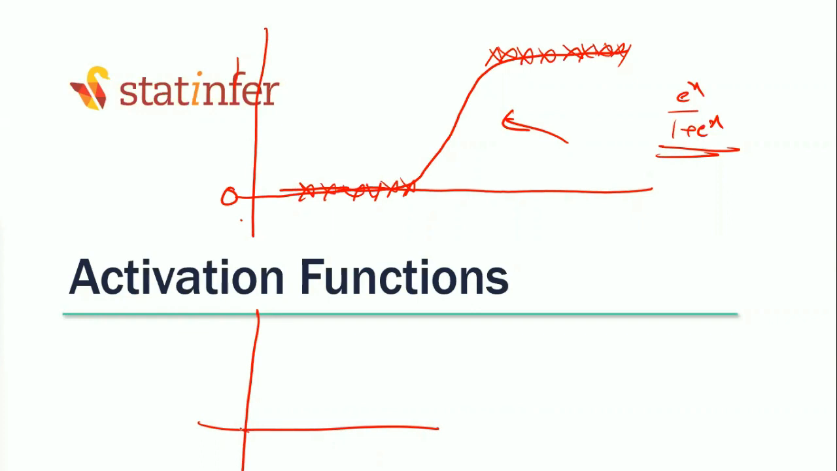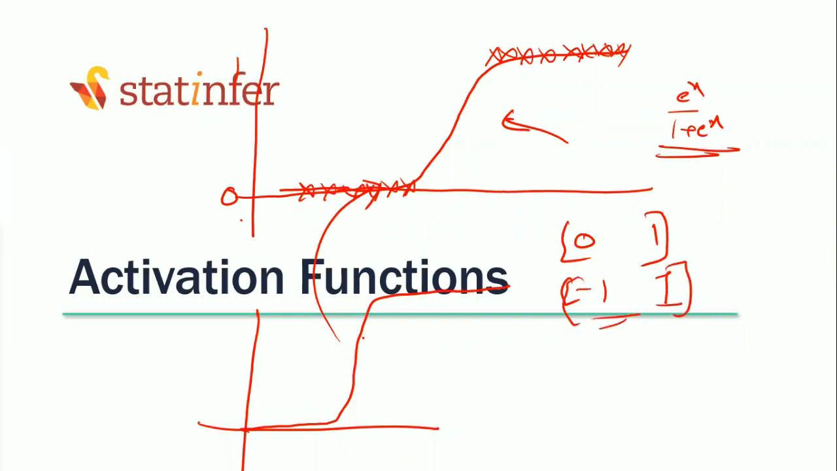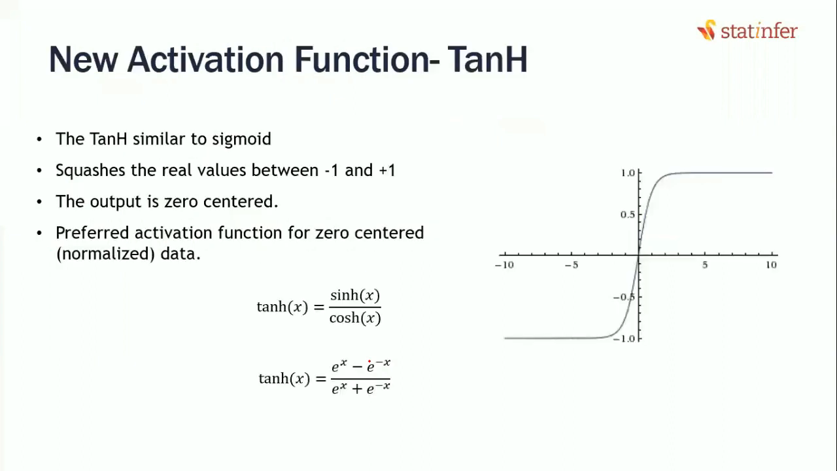There is another function that looks exactly like an S curve, similar to this. However, sigmoid is between 0 and 1. That function is between -1 and +1. Don't worry about whether it is between 0 and 1 or -1 and +1. That is known as the tan h function, tan hyperbolic. Tan h is sin h by cos h. I think everyone knows this formula. But the exact formula for tan h is e power x minus e power minus x divided by e power x plus e power minus x. This also looks like an S curve that is between -1 and +1.